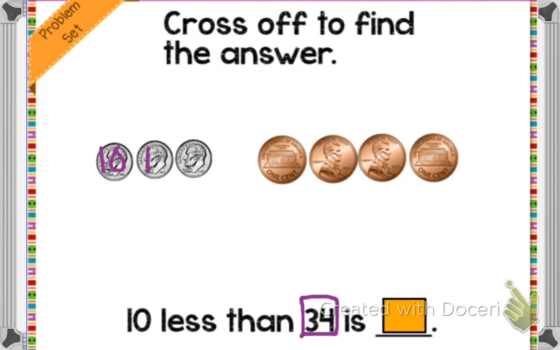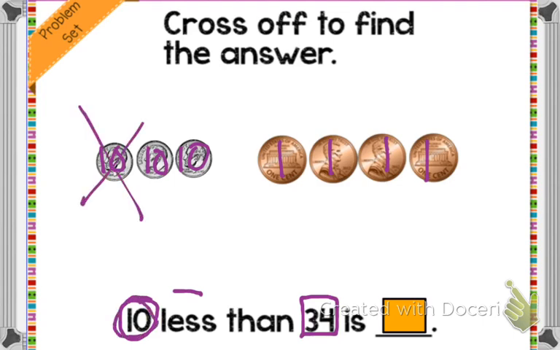Well, I'm going to go ahead and remember what each of these coins represent, what number. Oh, well, I know I have 3 tens because that's my 3 dimes, and I have 4 ones because those are my 4 pennies. And now it says 10 less. I know that 10 less than 34. Less means that I'm going to take away. How many am I going to take away? I'm going to take away 10.